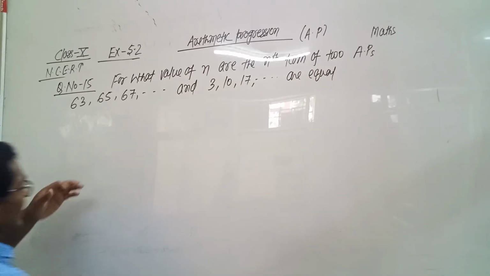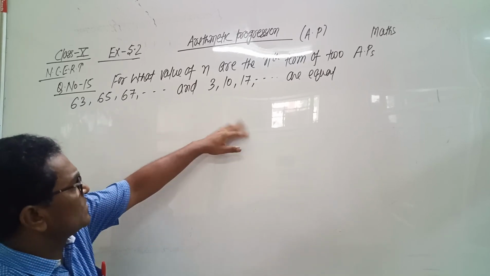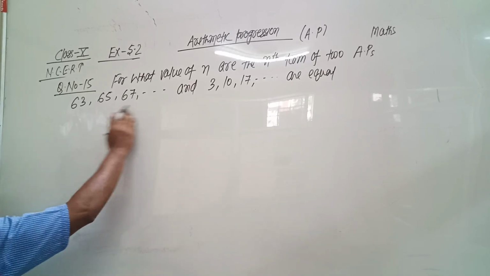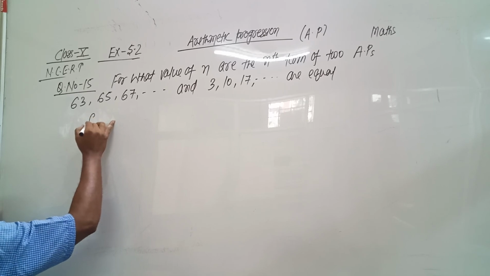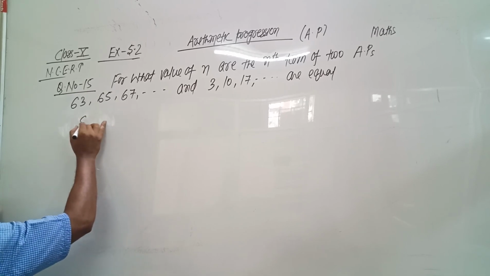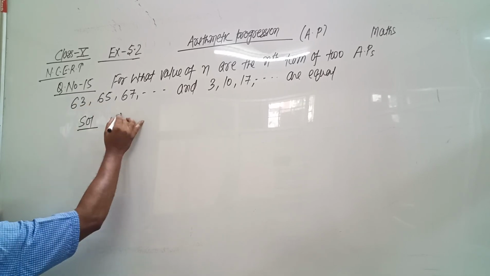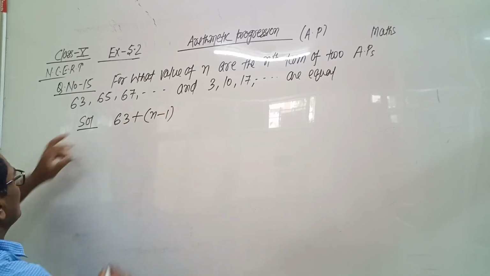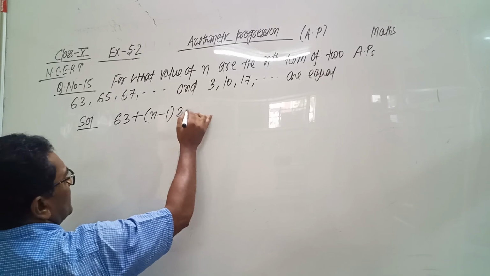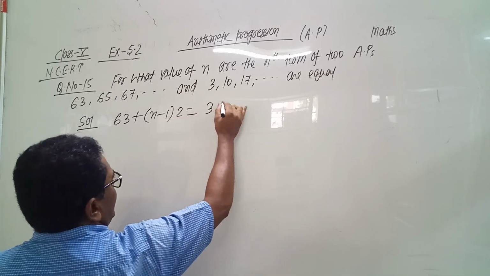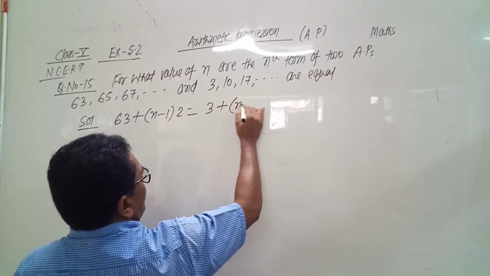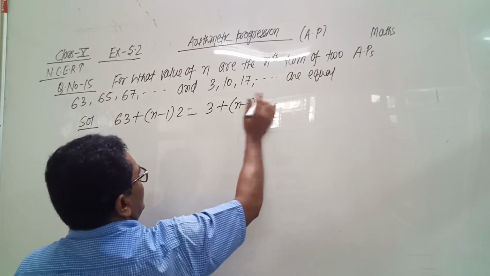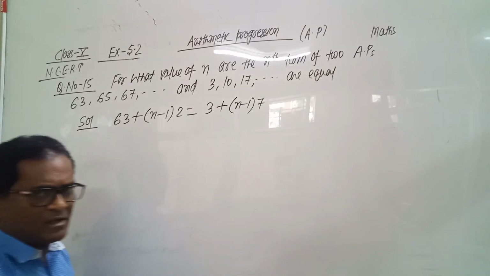So we make equal the nth term of both the APs. The nth term is A plus N minus 1 D. So A is 63, n minus 1, the value of d we get 2, and from here A is 3, n minus 1, the value of d is 7.